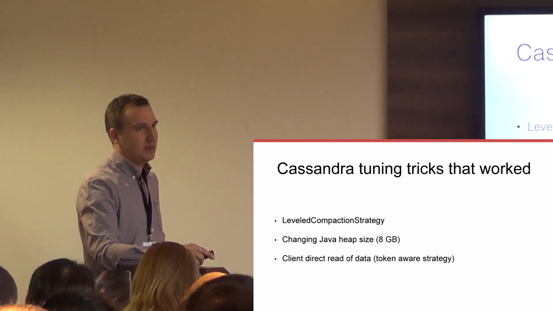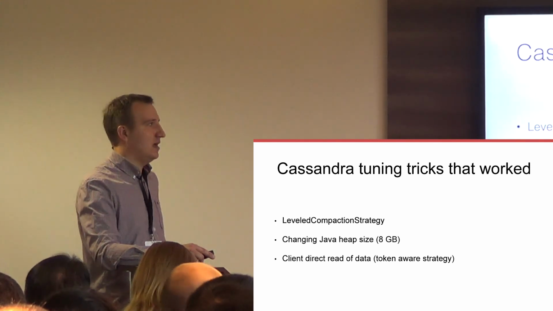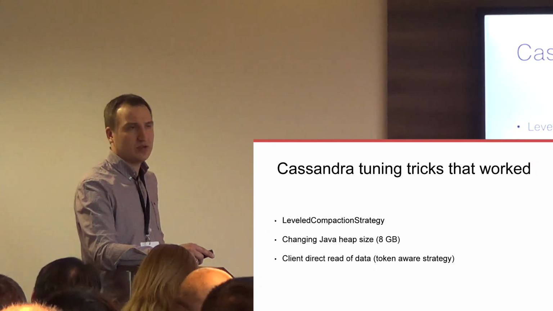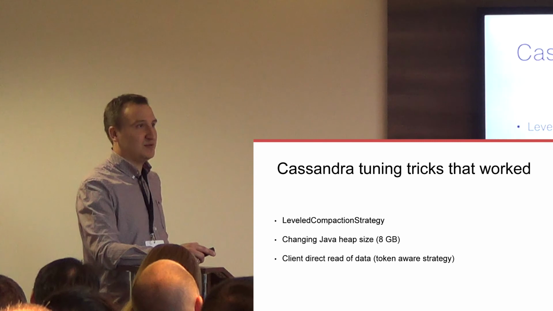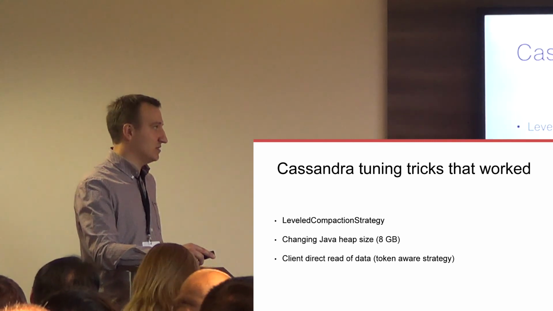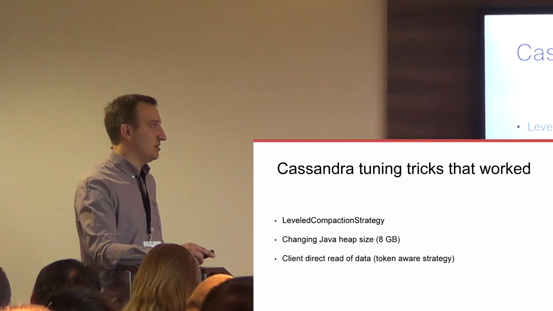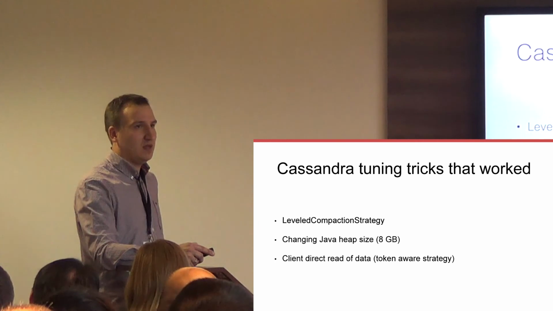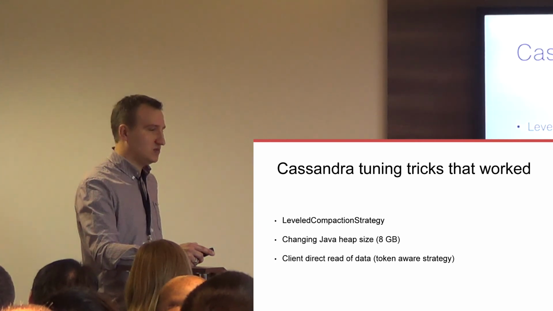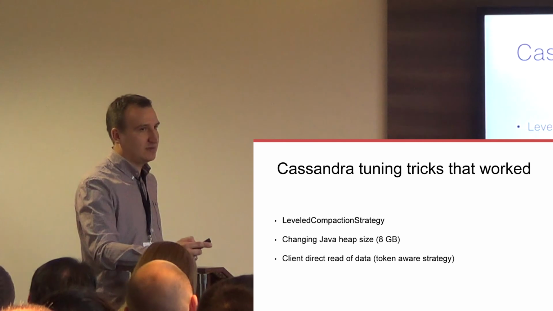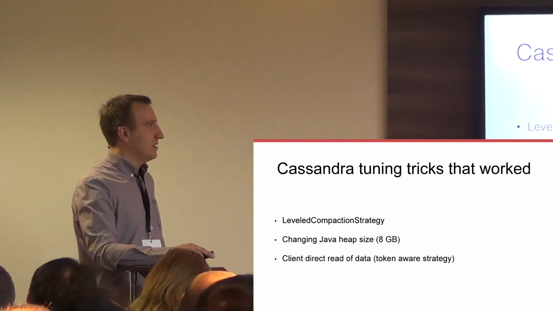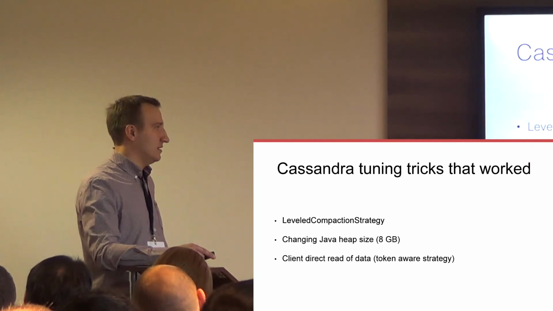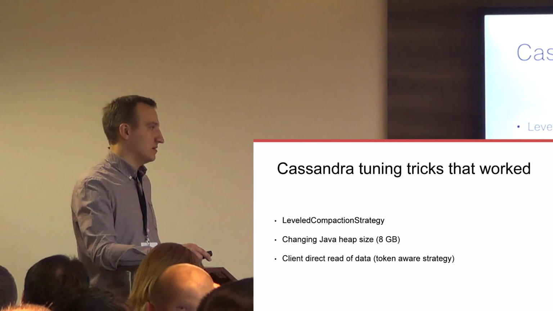And basically because we have a lot of RAM in these machines, we thought that giving a lot of RAM would be a great idea because, you know, it would work faster. But actually, changing our heap size from 16 gigabytes to 8 helped us to reduce the latencies twice. And the other win was when we made the client read data directly.